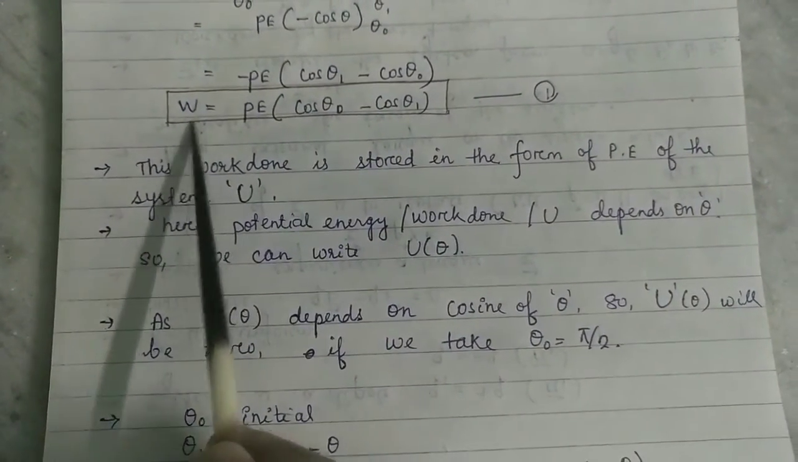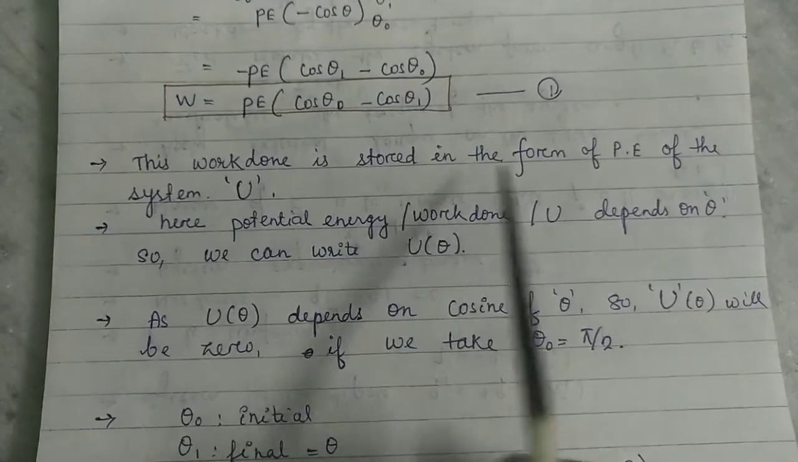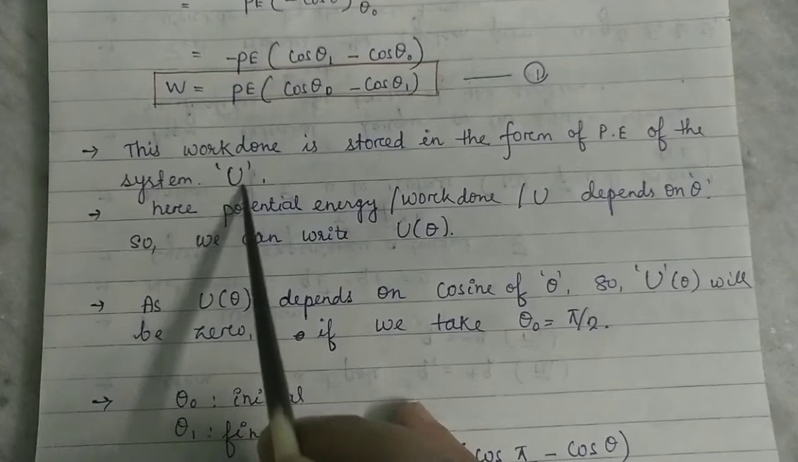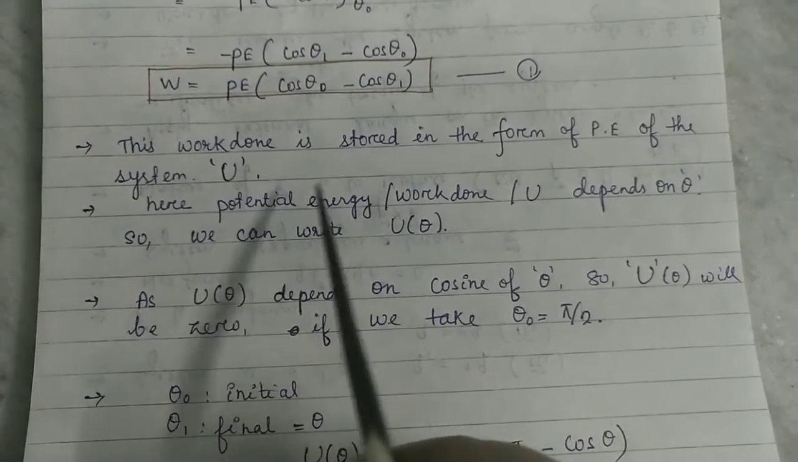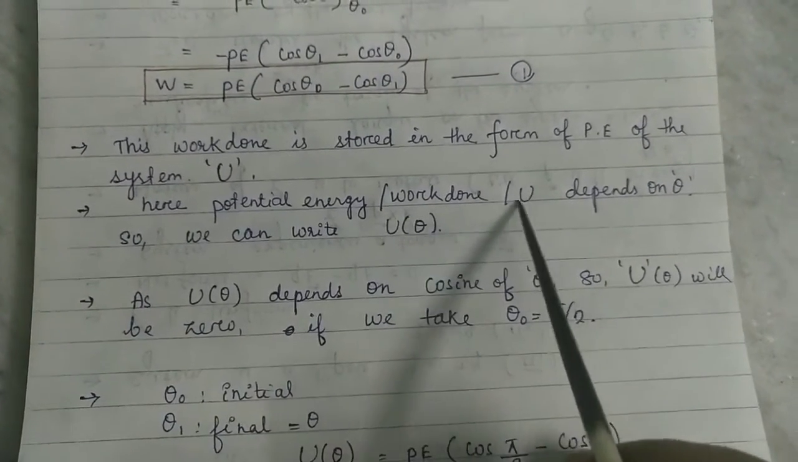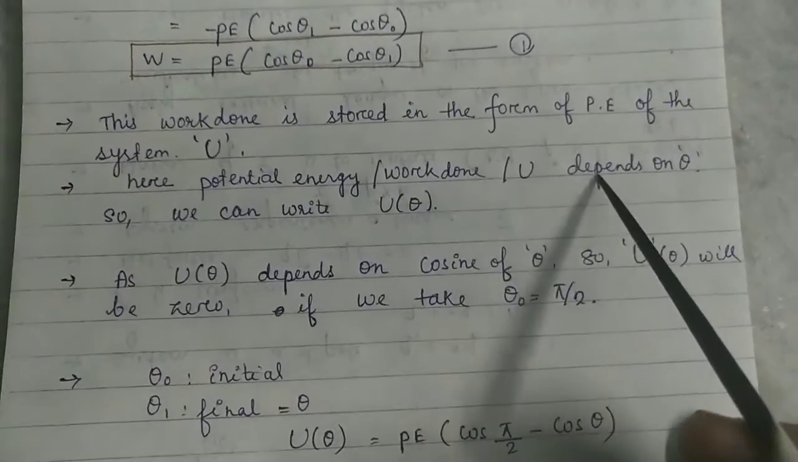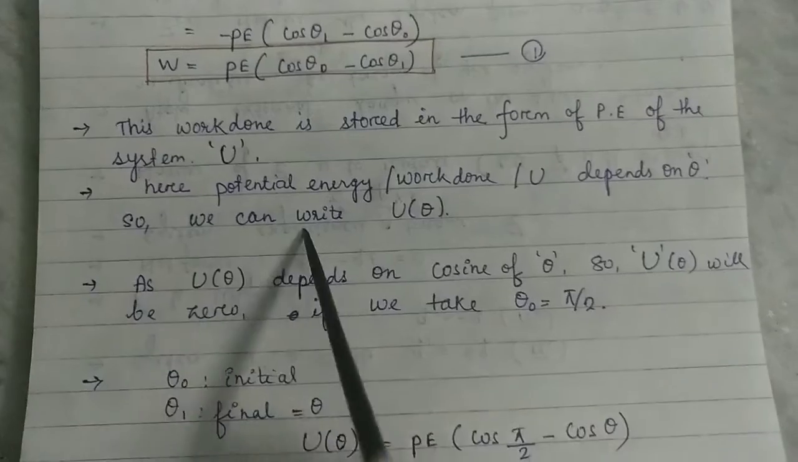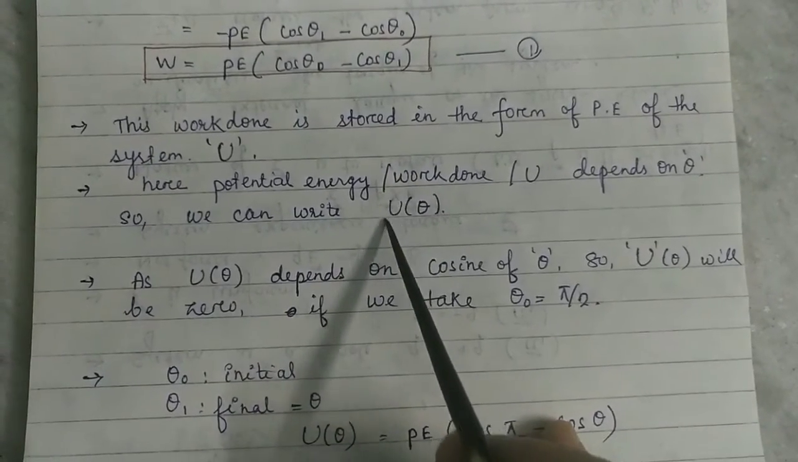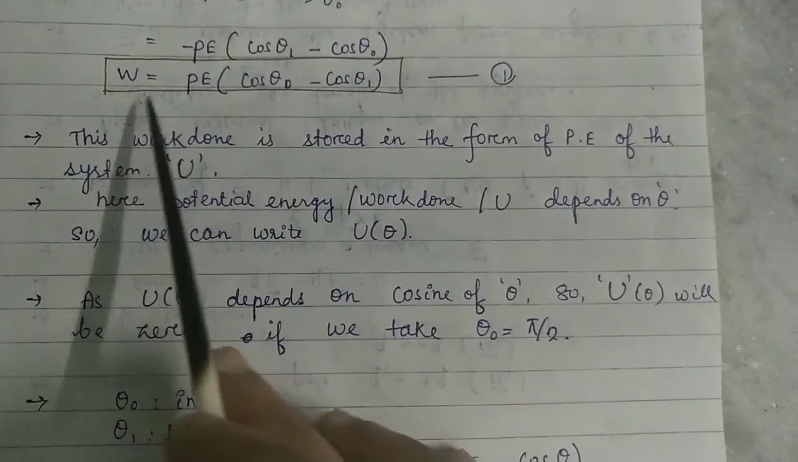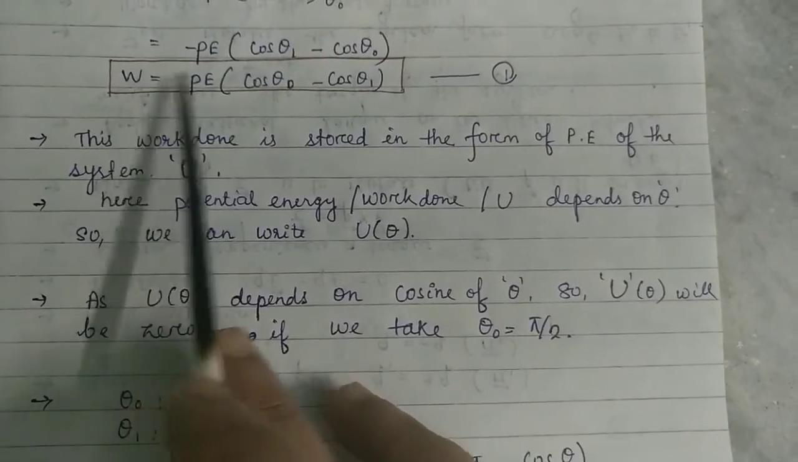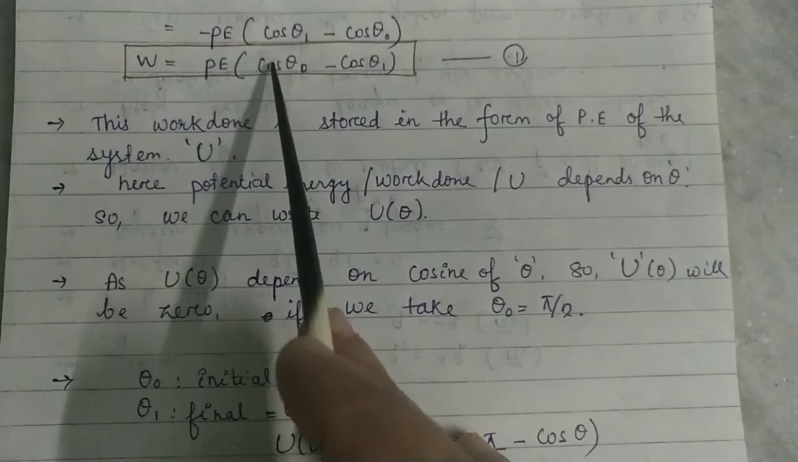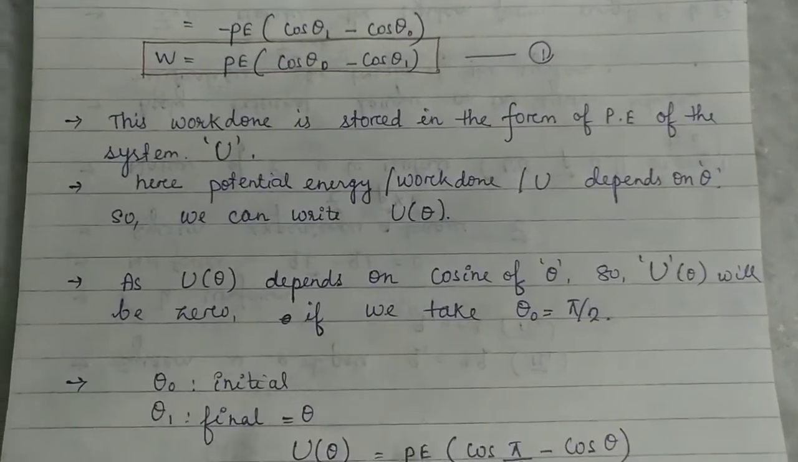Now what does this signify? This signifies that this work done is stored in the form of potential energy of the system, and the symbol for potential energy is capital U. Here the potential energy, the symbol U which we will be using, depends on theta, and it depends on cos theta. So we can write U, the potential energy, as a function of theta, which depends on the cosine of the angle theta.